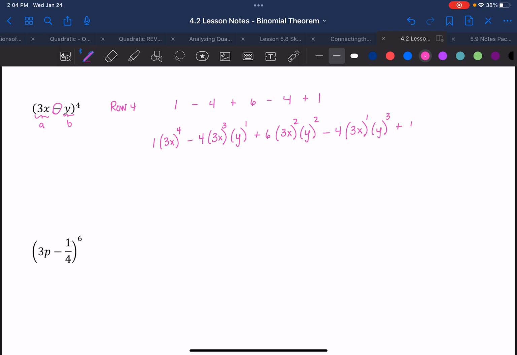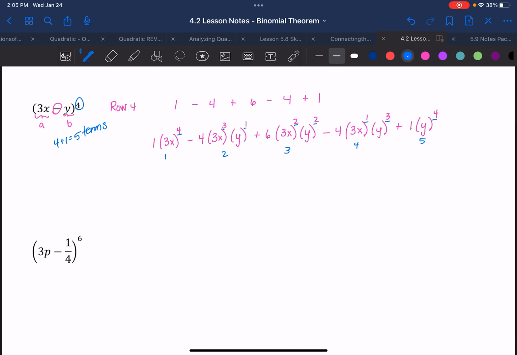And I'll finish with 1 times 3x. Well, that would be to the 0 power, so I could actually exclude that because it would just be 1, and it'll finish with y to the fourth power. So I'm going to check my terms. I have 1, 2, 3, 4, 5 terms. So I have 4 plus 1, or 5 terms. And my degree should always be 4. So I have 4, I have 3 plus 1 is 4, 2 plus 2 is 4, 1 plus 3 is 4, and I end with 4.